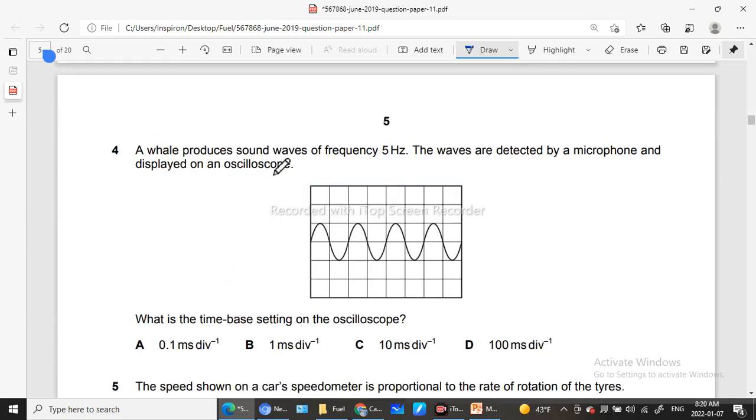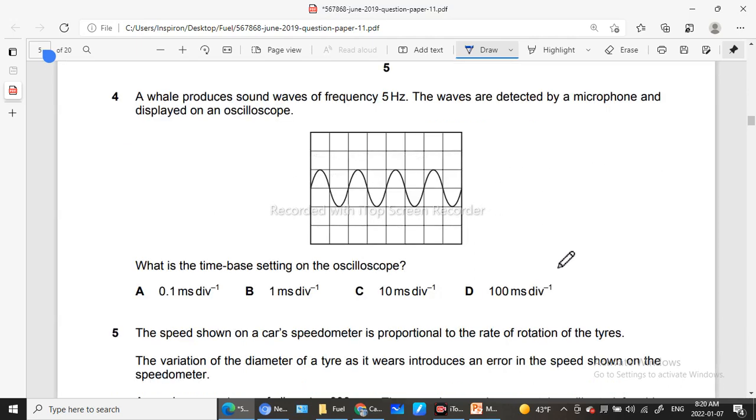A whistle produces sound waves of frequency 5 Hz. The waves are detected by a microphone and displayed on an oscilloscope. What is the time base setting on the oscilloscope?